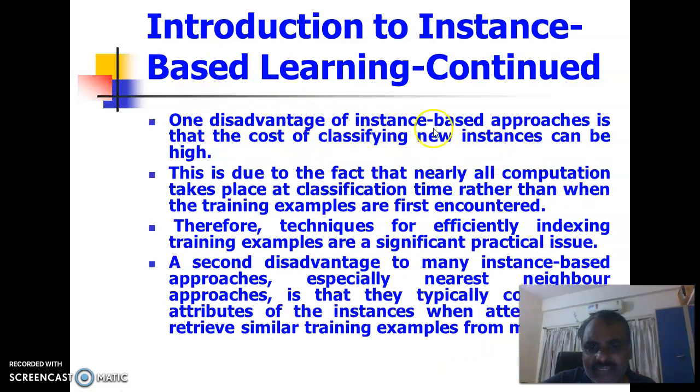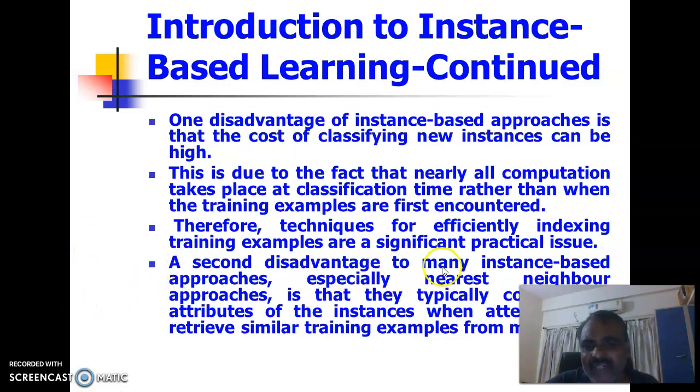One disadvantage of instance-based approaches is that the cost of classifying new instances can be high. Every time we are feeding instances, some processing has to take place. That is not the case with the Bayesian learning algorithms. This is due to the fact that nearly all computation takes place at classification time rather than when the training examples are first encountered. Therefore, techniques for efficiently indexing training examples are a significant practical issue. We need to index the training examples when we want to classify new instances, and each time we feed instances for classification, the processing will take place. So it's a kind of costly thing.